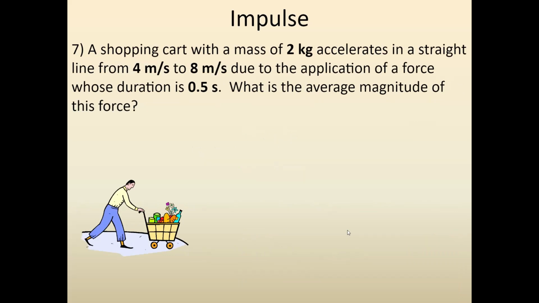All right. So nothing really changes. The only difference is that we have two speeds. So when I go to plug in my impulse equation, I just take the difference of 4 to 8. Since they're going in the same direction, I don't have to worry about any signs. So the difference is 4. Plug the numbers in, and I get a force of 60 newtons.